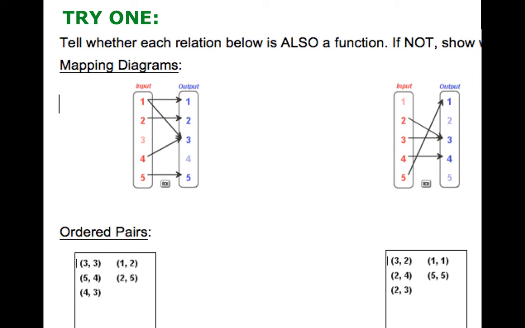All right, so now try it again. Quickly sketch these mapping diagrams in your notes and see if you can answer whether it's a relation or a relation and a function. On the bottom, do the same thing. You're given ordered pairs, and now use the same kind of thinking as the mapping diagram in your head. Can you figure out which one is a function, which one is a relation?